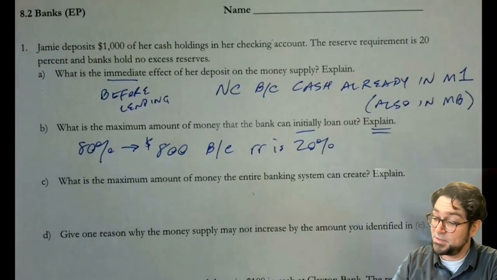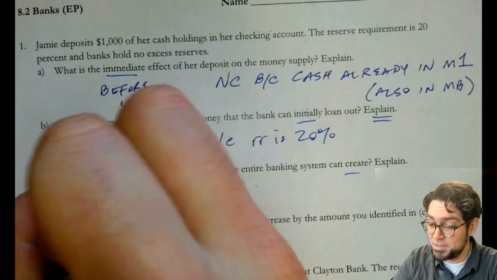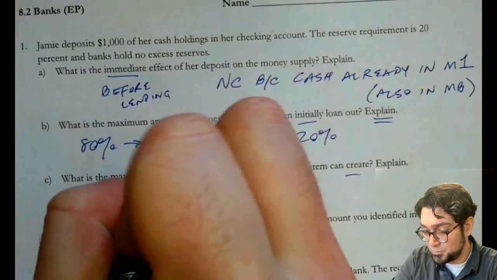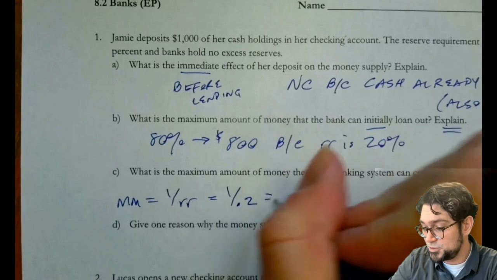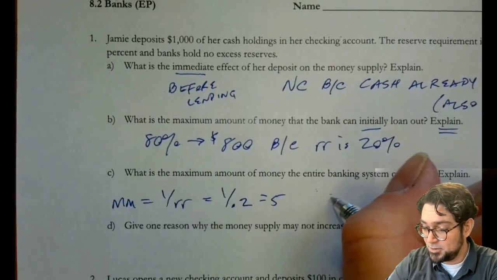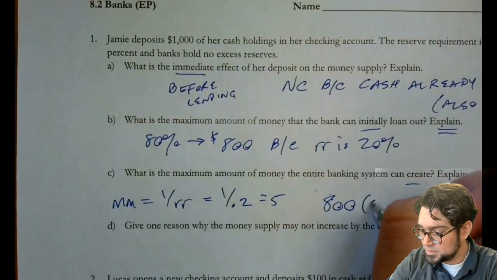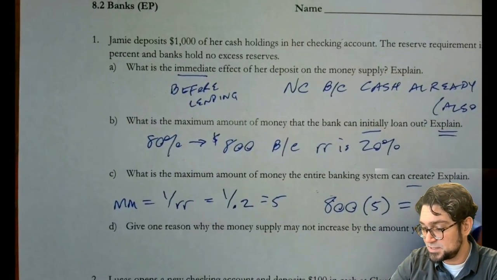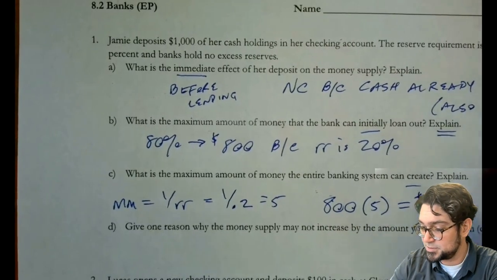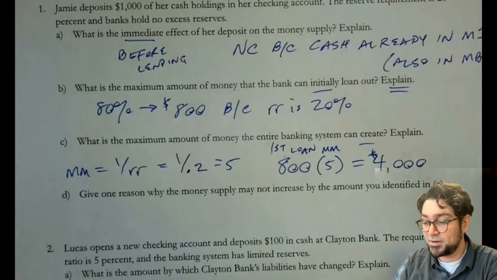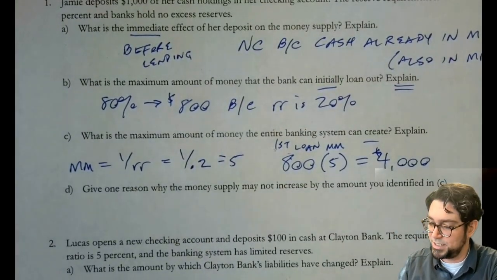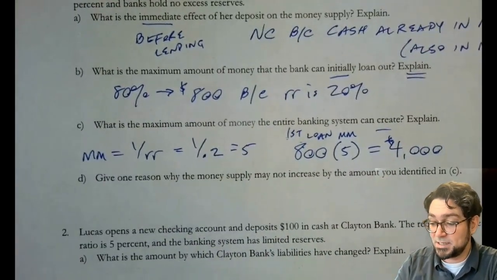What's the maximum amount of money the bank system can create? Well, we know the money multiplier is 1 over the required reserve ratio. And so that's 1 over 0.2, which is 5. If they can loan out 800, multiply that by 5, that gives us $4,000. So the first loan that they make times that money multiplier is going to give us our maximum possible change.